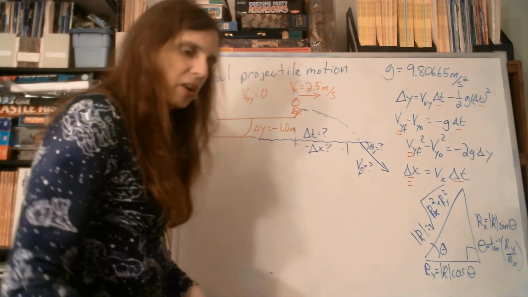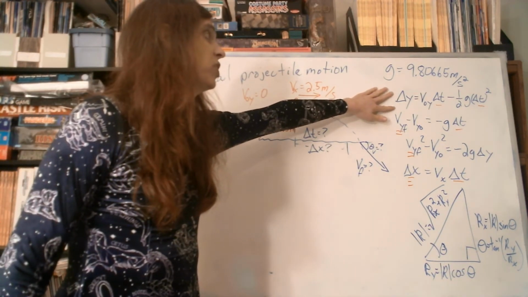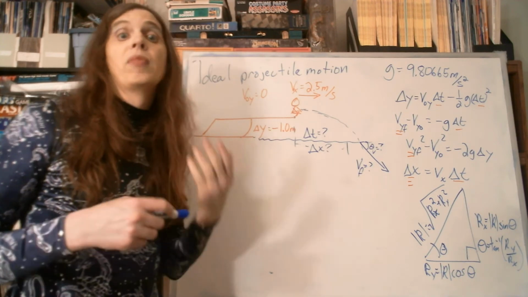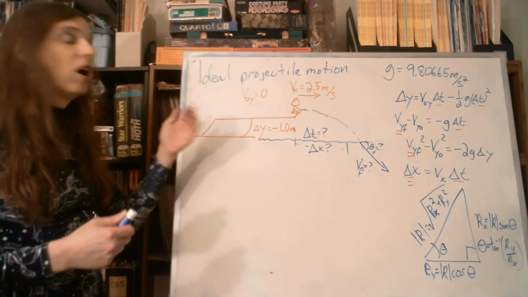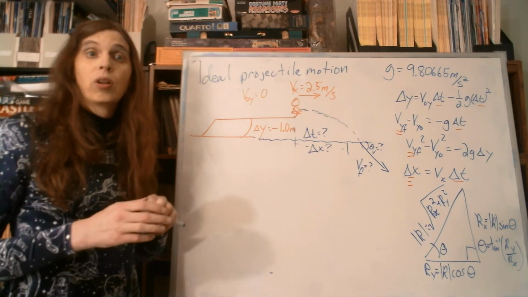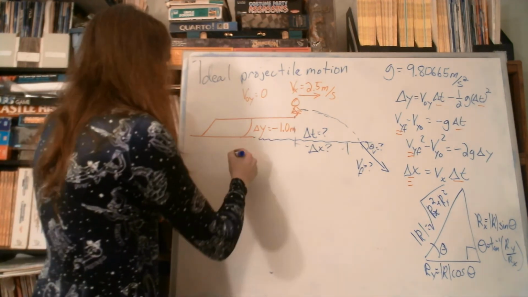If we take a look here, we see this equation here. We know everything except for that time. And the time is often the limiting condition for what's going on with projectile motion. So let's take a look.